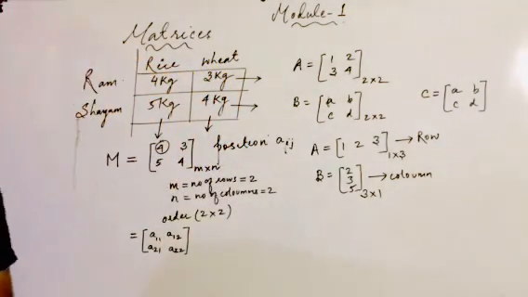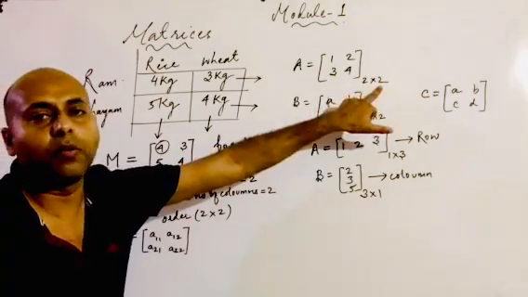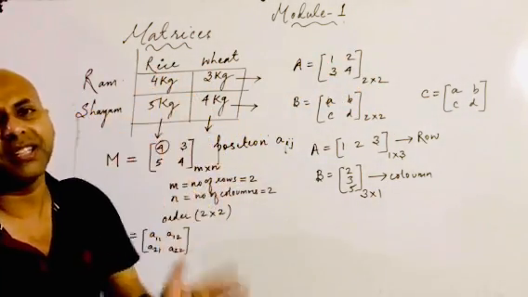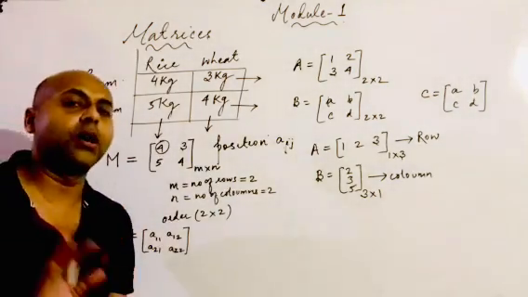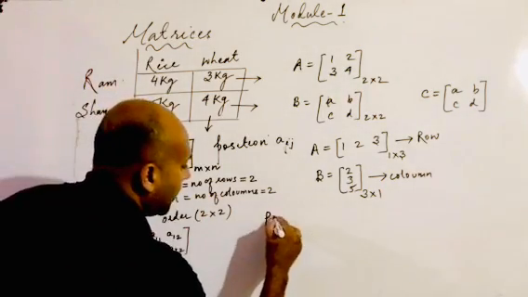Now in this matrix A, I have taken the number of rows 2 and the number of columns also 2. So this is basically called what matrix? Square matrix. The matrix in which the number of rows and columns are equal, we call it a square matrix.